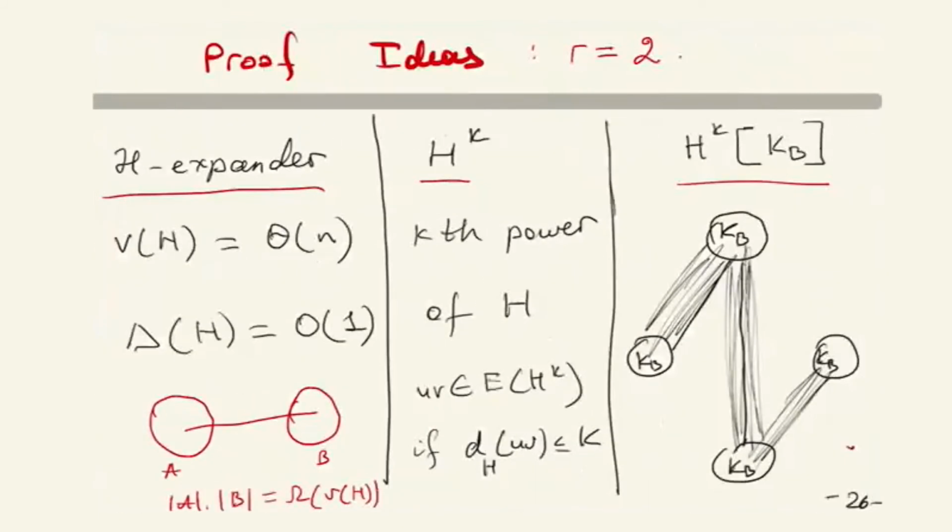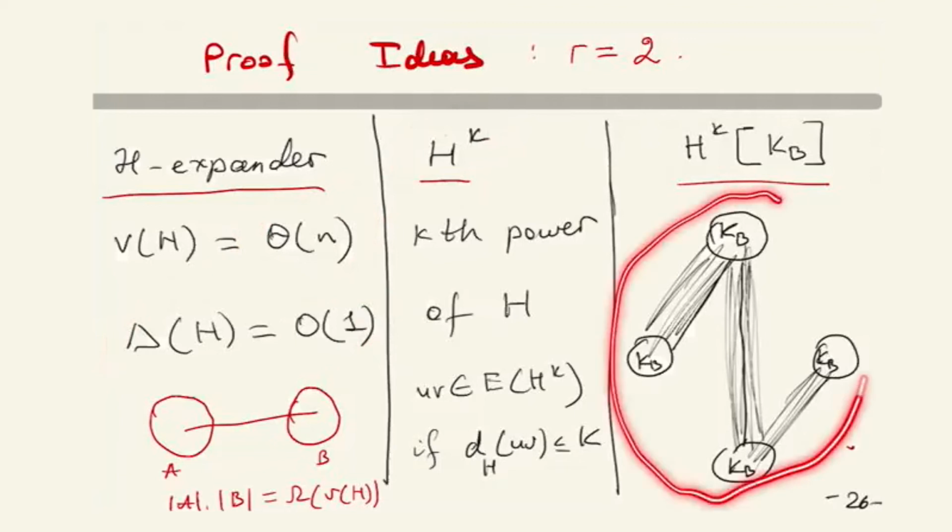So the host graph is obtained as follows, in 3 steps. You have H as an expander, so the number of vertices in H is of order n, and its maximum degree is bounded by some constant. Then you take the kth power of H, meaning that whenever 2 vertices are at distance k, I add an edge between them, in this power H^k. And then I blow it up by complete cliques on B vertices.